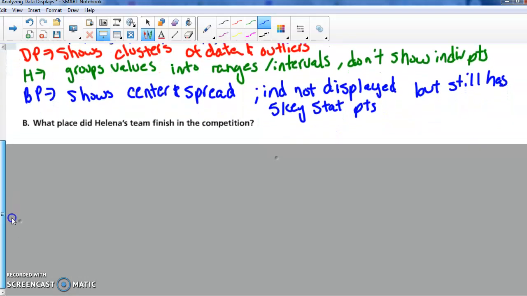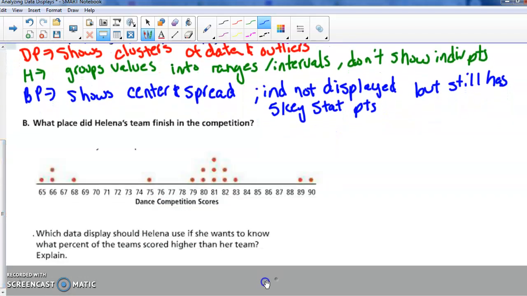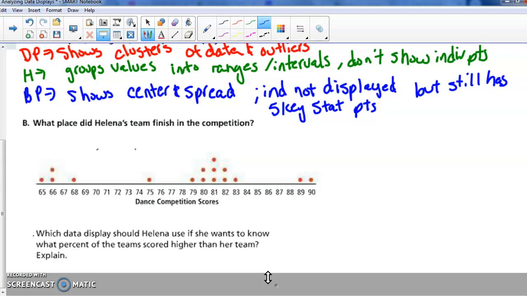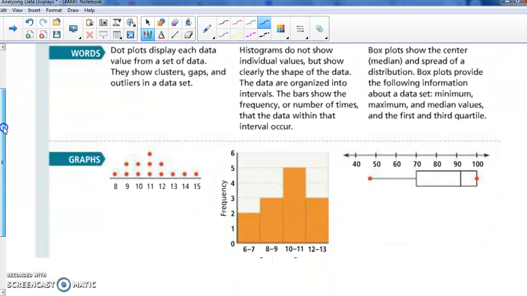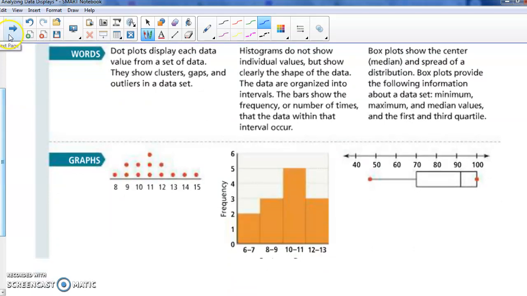What place did Helena's team finish in the competition? The best would be to use a dot plot, and then you would be able to figure out from there what she would do. So at this point, we've gone over the 3 different things: dot plot, histogram, and box plots, and what is important from each one of those. They all have their own way of doing things, but they all do show data overall.